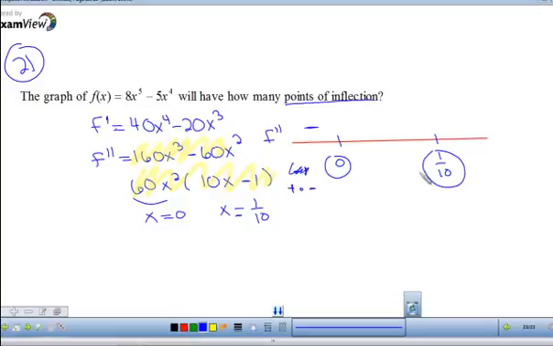I did a number between 0 and 1/10. So how about 1/11? Okay. So we're going to have 10 over 11, and that's going to be smaller than 1. So this is also going to be negative. Okay, so for a number to the right of 1/10, we're going to do 1. So that's going to be positive.